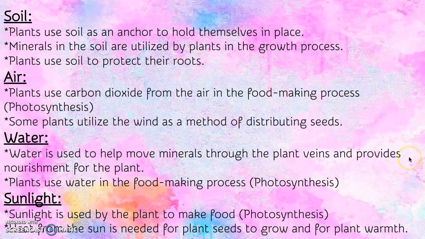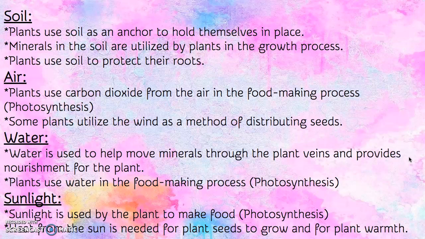Here are some things that plants for sure need in order to survive. They need soil. Plants use soil as an anchor to hold themselves in place. Minerals in the soil are utilized by plants in the growth process, and plants use soil to protect their roots. Air. Plants use carbon dioxide from the air in the food-making process, which is also called photosynthesis.